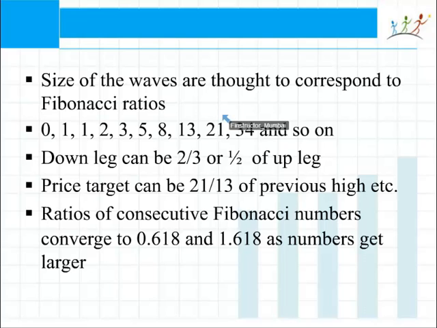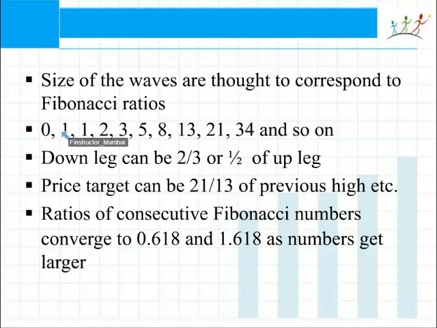He then says that the size of these waves, that is, what is the extent of the up move, what is the extent of the down move, are thought to correspond with the Fibonacci ratios. So before we understand what the Fibonacci ratios are, let's understand what a Fibonacci series is. So a Fibonacci series is a series in which each term is the sum of the previous 2 terms.